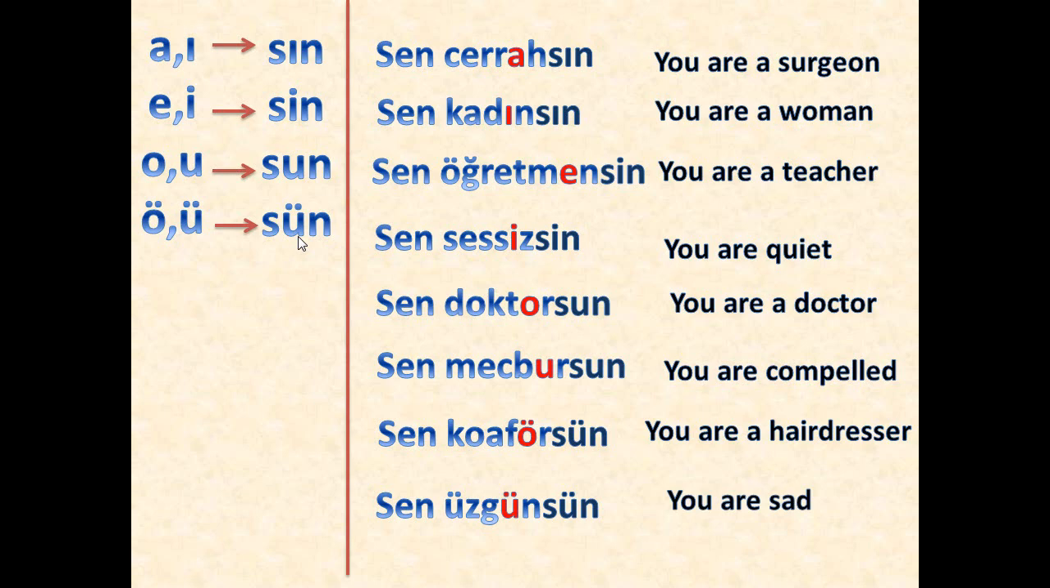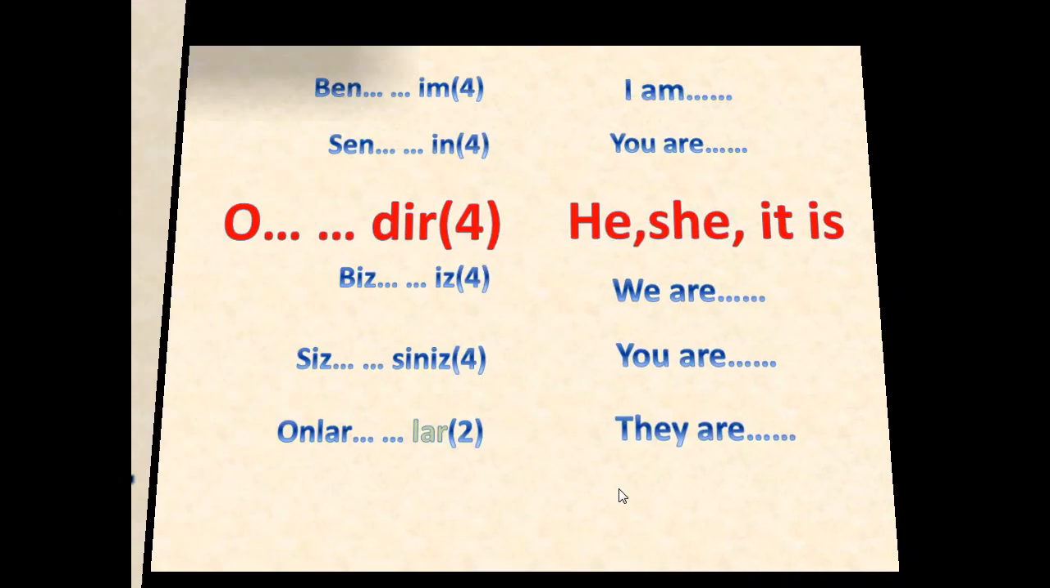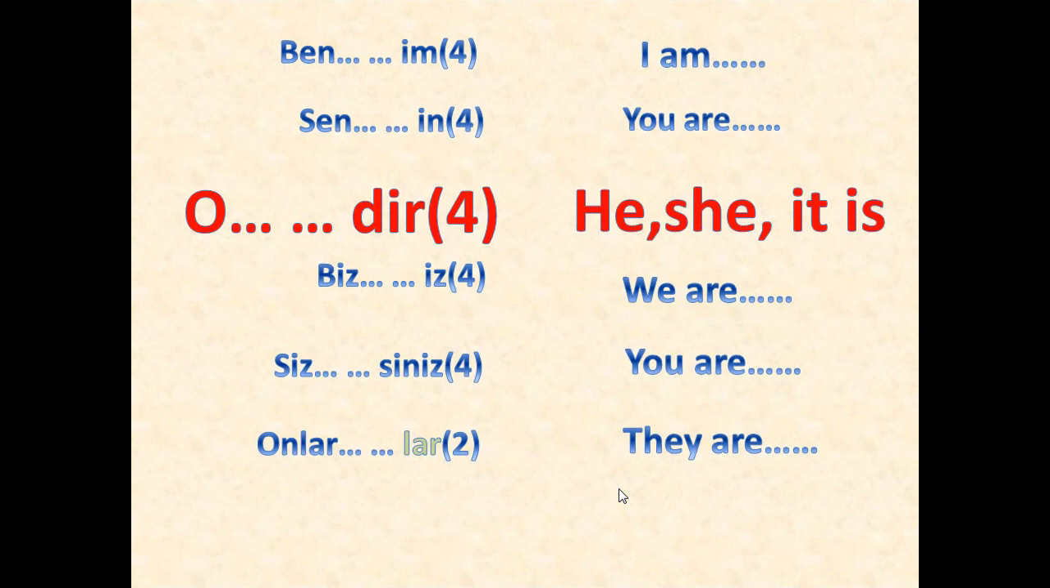Okay. So here we have, as you see, a, ı and sın. We have e, i and sin. We have o, u and sun. We have ö, ü and sün, as we have put them here. Okay. It was difficult to find a word for all of them because some of them are not very common, like this one. Okay. Next is he, she, it.